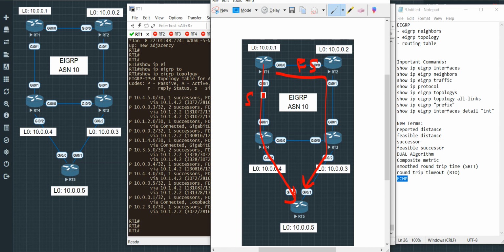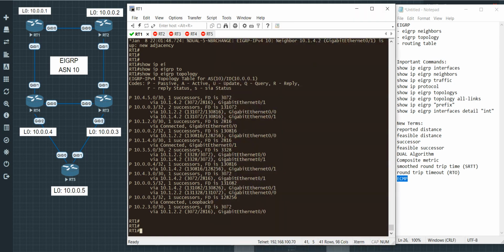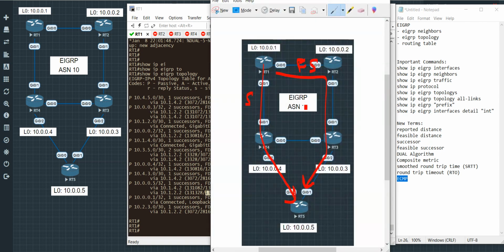And so what we've done is we manipulated the metric so that this particular route can qualify to become a feasible successor. And the only way that it can qualify to become a feasible successor is that the reported distance has to be lower than the feasible distance. And so that's what we did here. We increased the feasible distance to be higher than the reported distance. And now we can see that we have a successor and a feasible successor here.